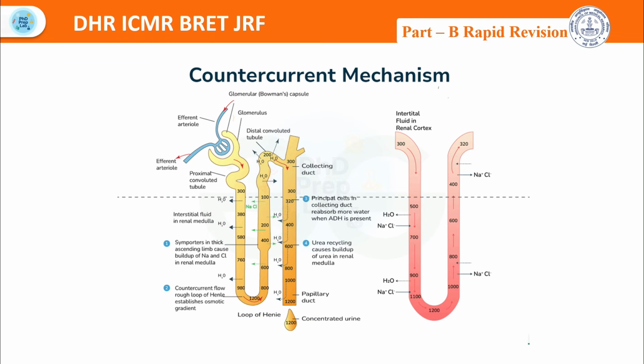Now, the most important topic of renal physiology is the countercurrent mechanism. It is the process where the kidneys help to concentrate the urine. The more concentrated the urine is, the more filtered the blood is. Basically, in the countercurrent mechanism, the concentration of the urine is done by creating a gradient for water reabsorption in the loop of Henle. So it all happens in the loop of Henle.